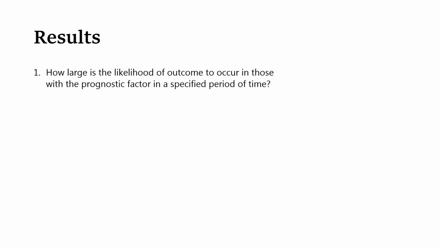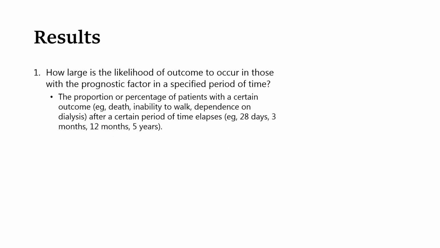Results from studies of prognosis or risk may also often be reported as the proportion or percentage of patients with a certain outcome, such as death, inability to walk, dependence on dialysis, etc. After a certain period of time elapses, for example, 28 days, 3 months, 12 months, 5 years.